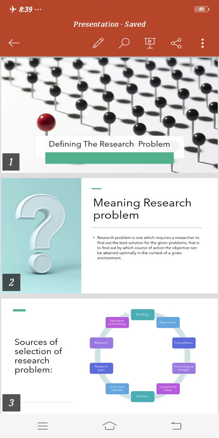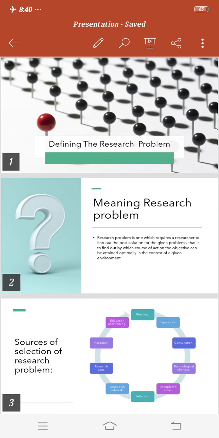Next one is education and training. Here, his own educational background, by attending seminars, workshops, conferences, synopses and group discussions. So his own subject of study may help in selecting the problem. I already gave the example of management studies. So there are different types of problems that arise in management.